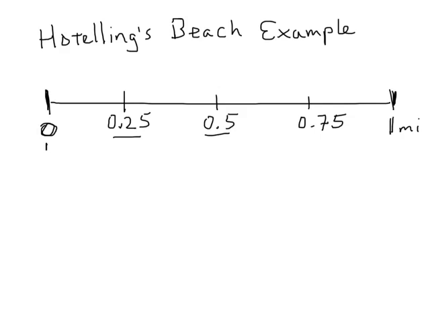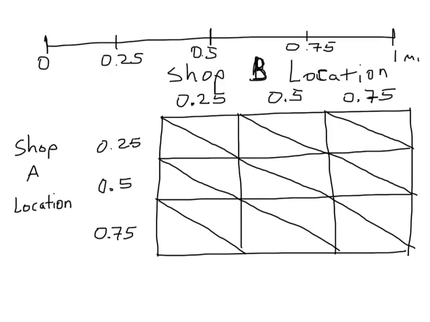So let's go forward and think about this location of, let's suppose there's 2 stands that are thinking about where to locate along this beach. And we're going to use a game theoretic framework, so that means a payoff matrix. This presentation differs slightly from the one in the text. All right, so here's what's going on. We've got this 1 mile long beach. We've got 3 possible locations: 0.25, 0.5, and 0.75. And so I've made my payoff matrix.